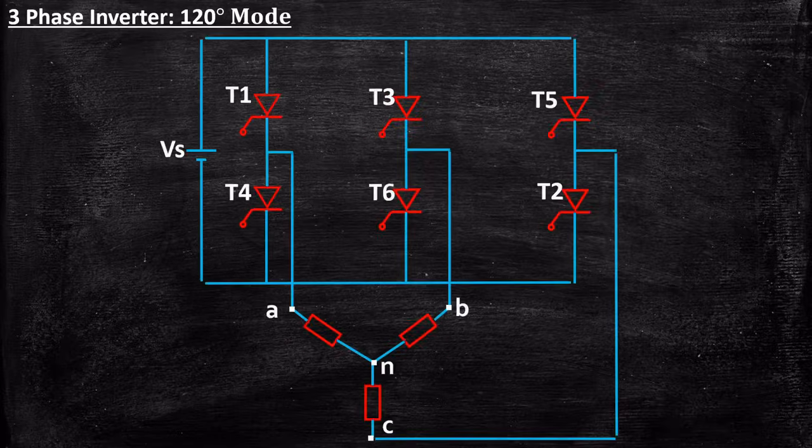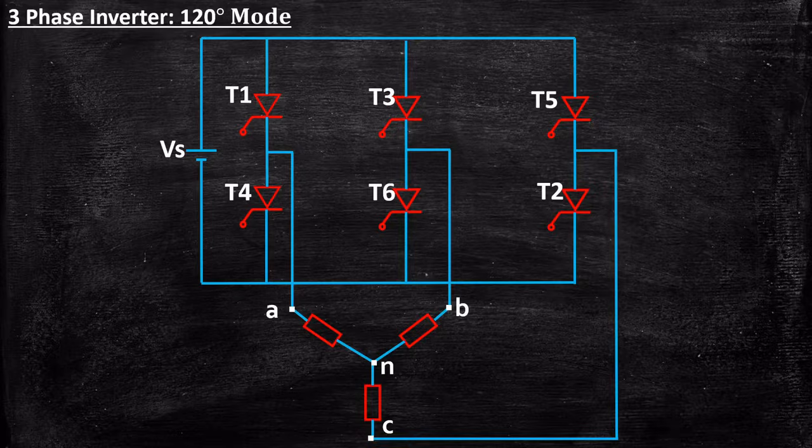Hello everyone. In this video we will be taking a look at a three-phase inverter operating in 120-degree mode. This is the circuit diagram. In comparison with a single-phase full-bridge inverter circuit, we have two additional thyristors over here.